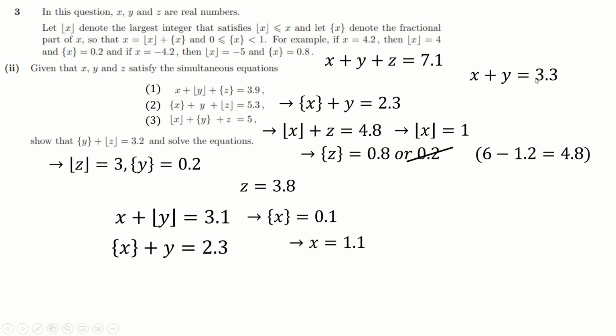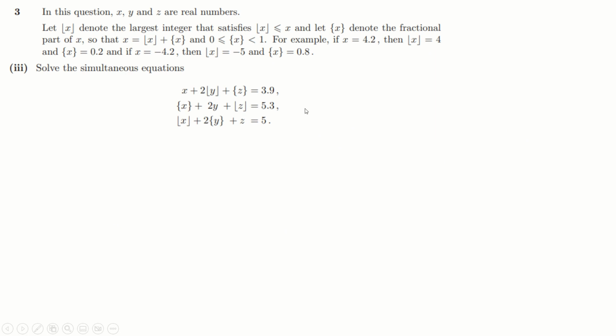And then 1.1 plus 2.2 is 3.3. Yeah, perfect. I was getting, that's not that, is it? So that doesn't work. Okay, cool. But anyway, the solution is z is this, x is this, y is this. And now we have our third part of the question, which is this.